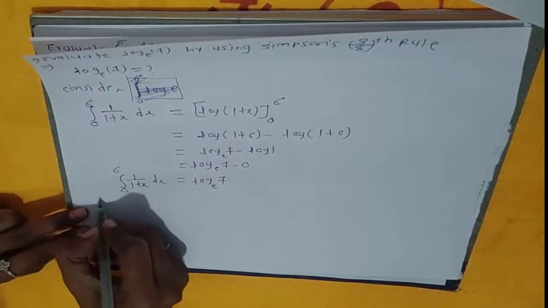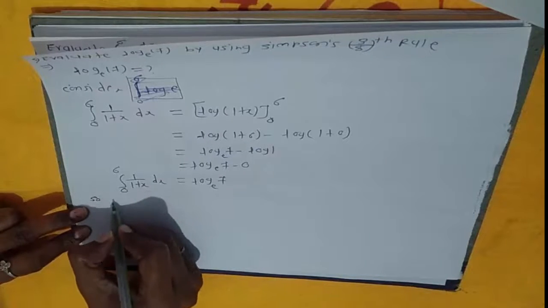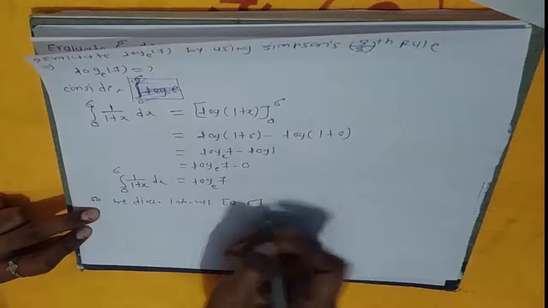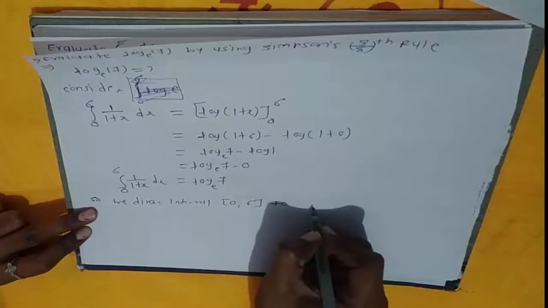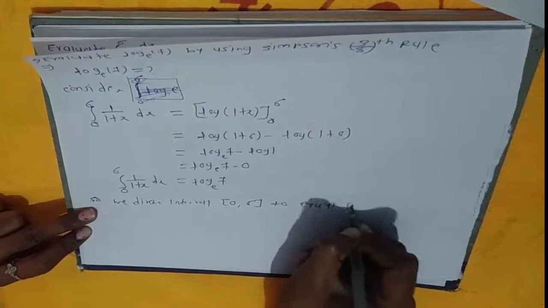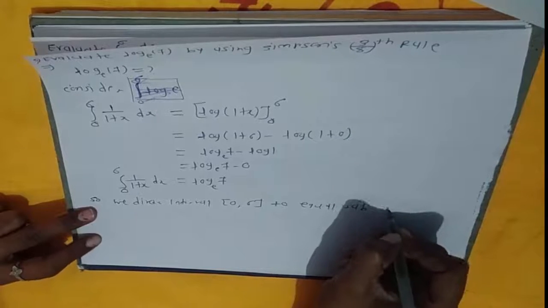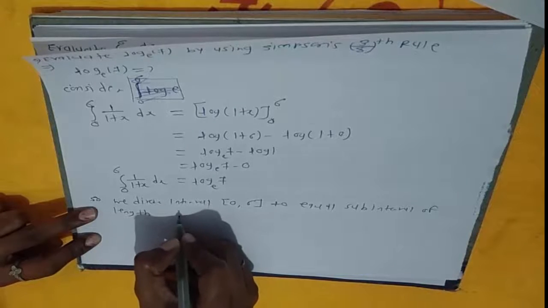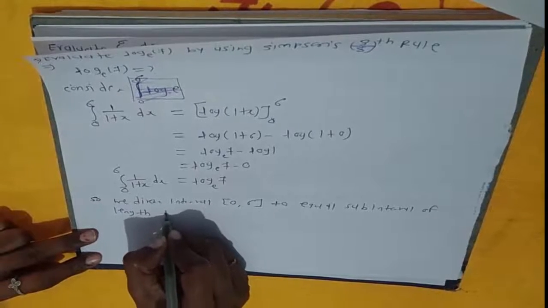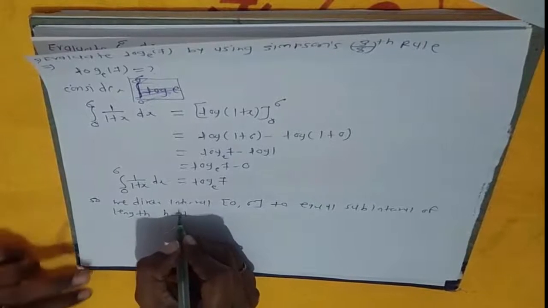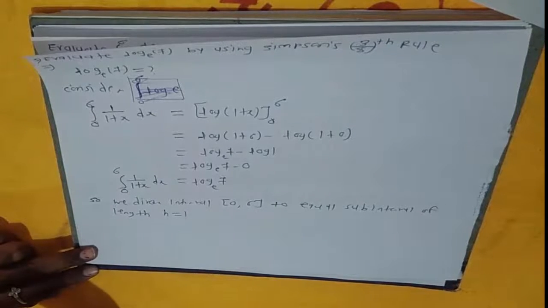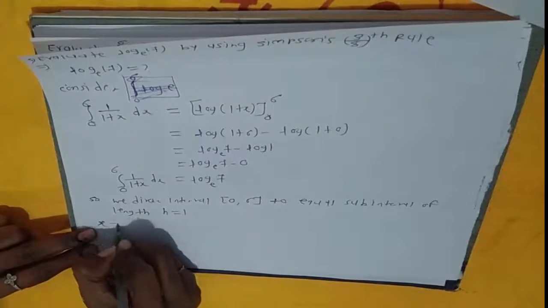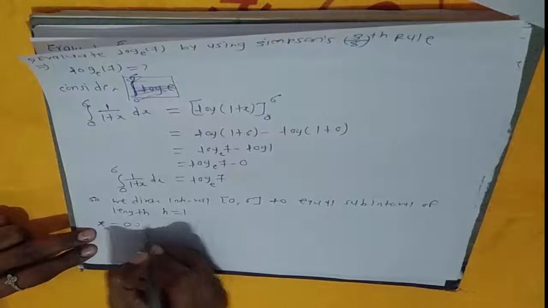Then we divide the closed interval 0 to 6 into equal subintervals of length h equal to 1. So we divide the interval 0 to 6 into equal subintervals, taking h equal to 1. Here x will be equal to 0, that is, we take it as x0 equal to 0.